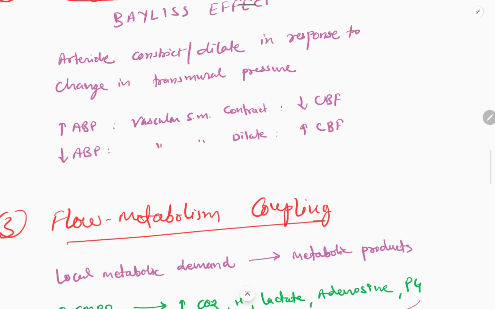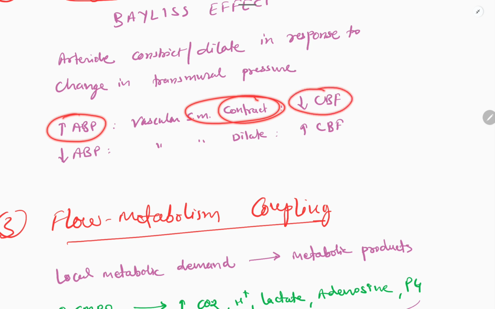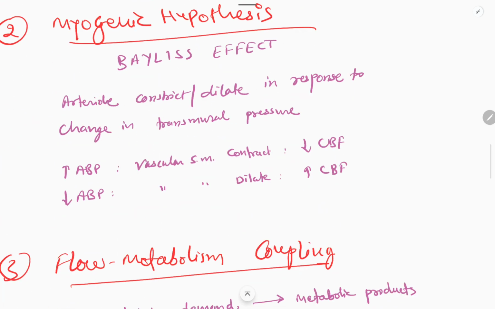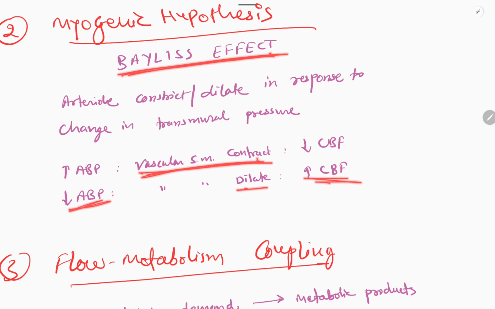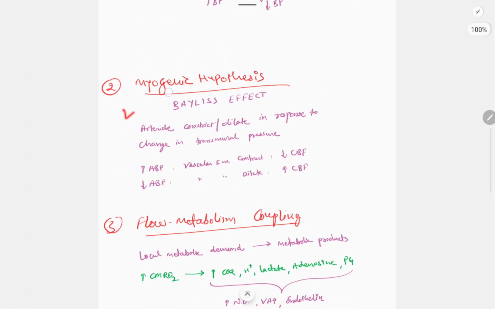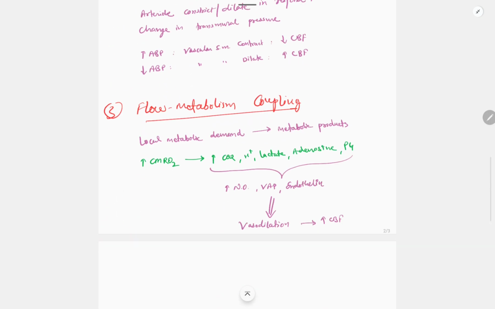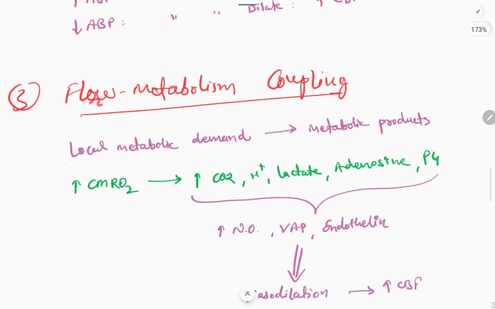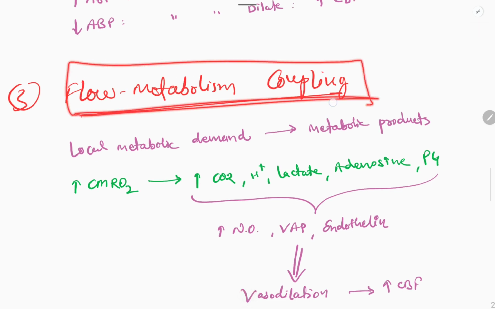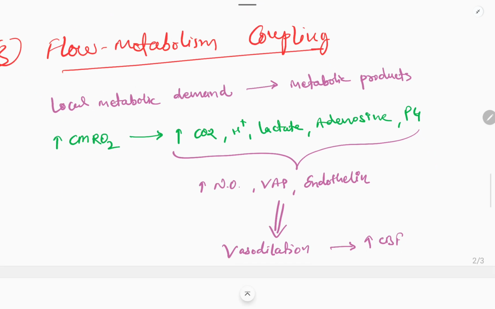यहाँ पे भी यही होता है, बीपी बढ़ता है, वाजो कंस्ट्रिक्शन होता है एंड सेरिब्रल ब्लड फ्लो कम होता है. दिस इज द सेम इफेक्ट, बट दिस इफेक्ट इज बिकॉज ऑफ वास्कुलर स्मूथ मसल. इसको कहते हैं बाइलीस इफेक्ट. एंड जब बीपी कम होता है तो डायलेट होता है, सेरिब्रल ब्लड फ्लो बढ़ता है. दोनों सेम चीज़ है, बट ये वास्कुलर स्मूथ मसल काम करता है, यहाँ पे ऑटोनोमिक नर्वस सिस्टम काम करता है. जो थर्ड चीज़ है वेरी इंटरेस्टिंग, फ्लो मेटाबॉलिज्म कपलिंग. ये लिखना ही लिखना है, वेरी वेरी इंपॉर्टेंट थिंग. वाइवा में भी पूछेंगे फ्लो मेटाबॉलिज्म कपलिंग क्या है.